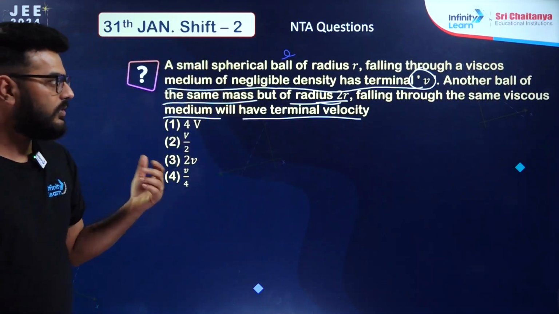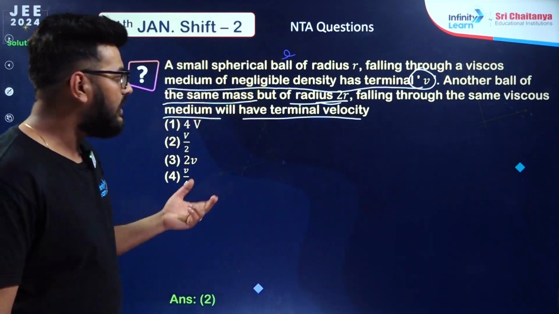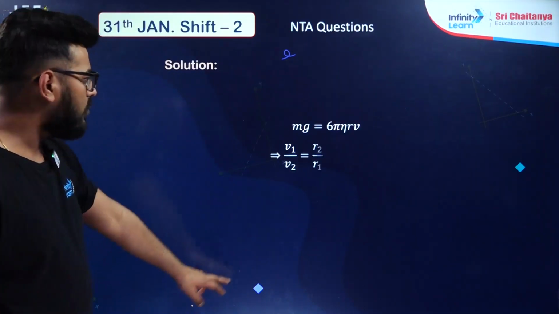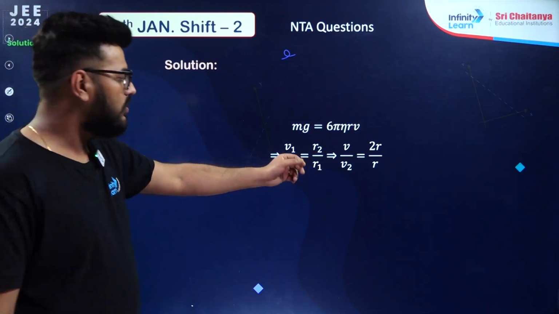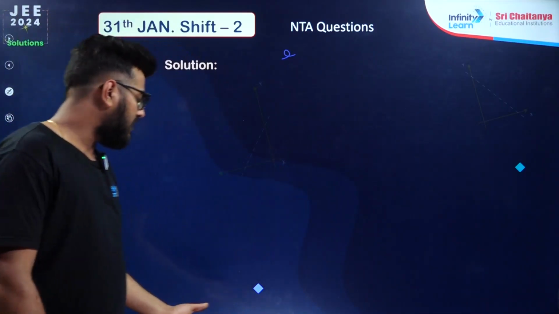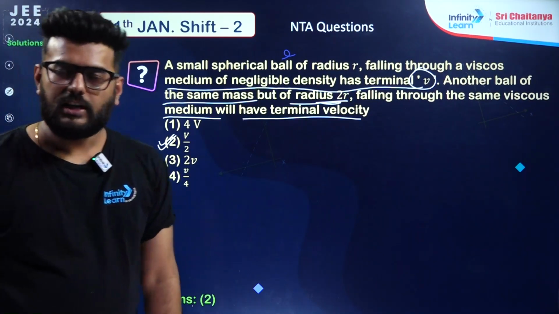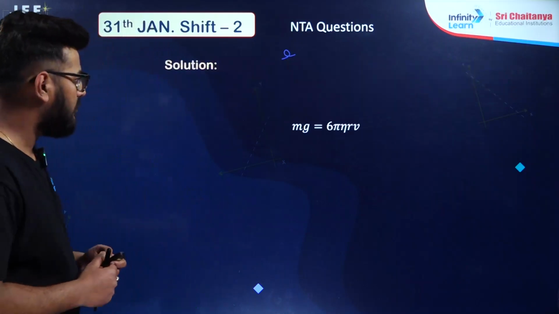So basically you need to remember the expression of terminal velocity in fluid mechanics, how it is related with the radii of the molecules. And once you know this, that velocity is directly proportional to the radius, you will finally get the answer that is turning out to be option number 2, that is v by 2. So you just need to remember how the terminal velocity is varying with the radius of the spherical ball.